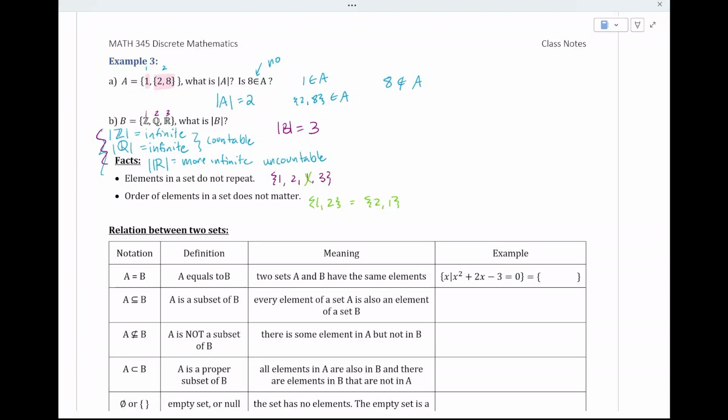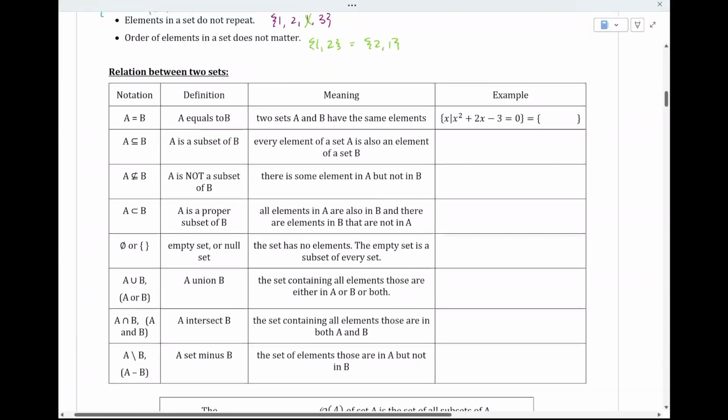Okay, let's look at some more notation. The relation between sets. Here we have A is equal to B. That means the two sets have the same elements. So in my example, I have the set of x such that x squared plus 2x minus 3 equals 0. And I want to know what set that is equal to. Well, in order to know that, I'd like to know what x values satisfy this first set. So I need to solve the equation. And I know that'll help me figure out which x values are actually in this set.